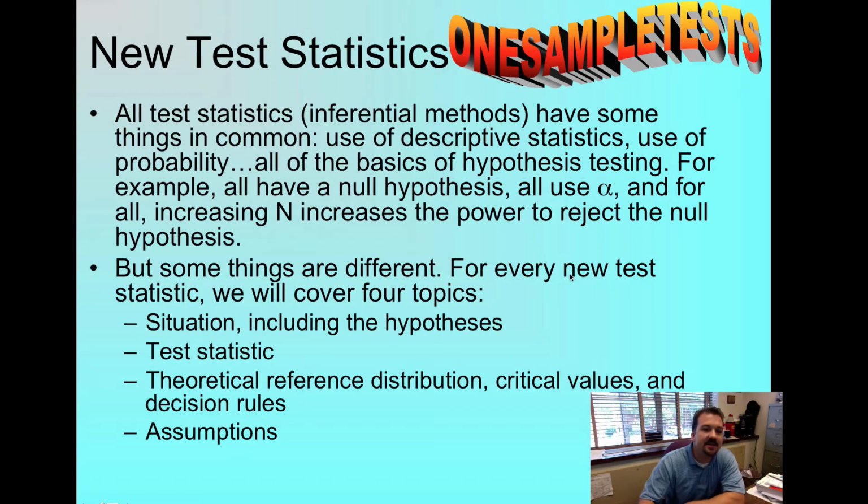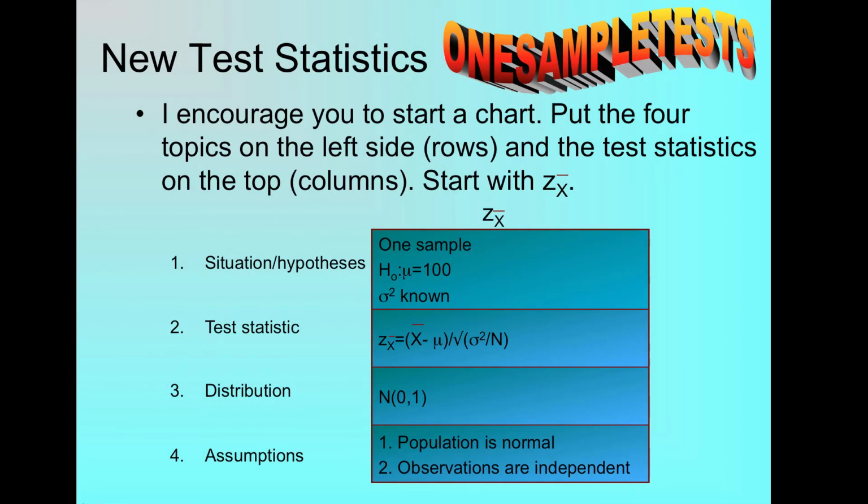For every new test statistic, we will cover 4 topics. I will point out that there is going to be a situation that you need to specify to determine what test statistic you should use, including your hypotheses. The actual test statistic that is appropriate there, your theoretical reference distribution for that test statistic, the critical values, decision rules, and finally the assumptions that come along with that test statistic.